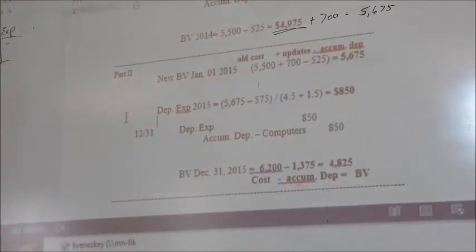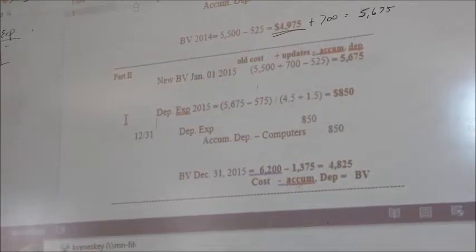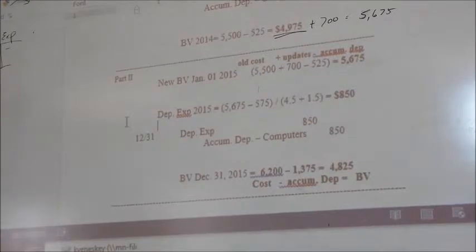What's your journal entry going to look like for A if you sell the asset for $11,000 cash? Let's assume it's cash. Doesn't have to be. You can make it whatever you want.